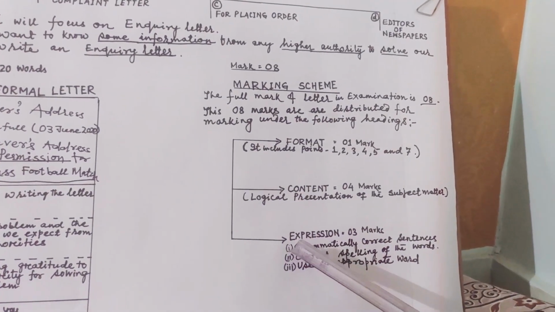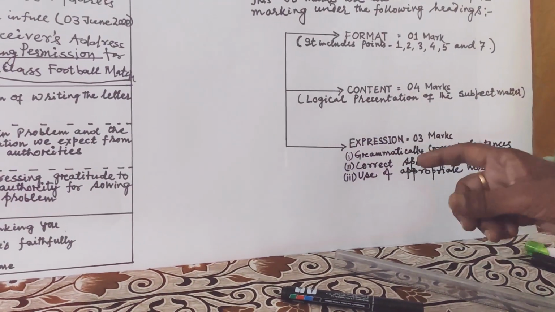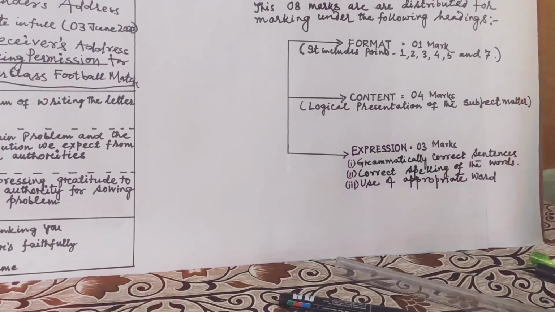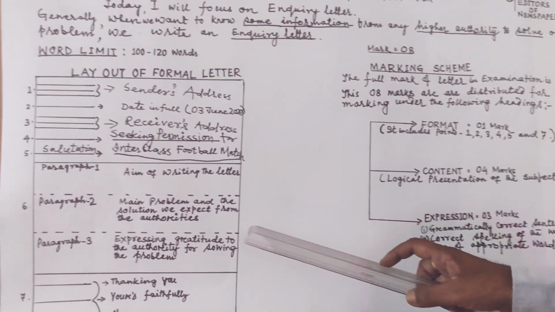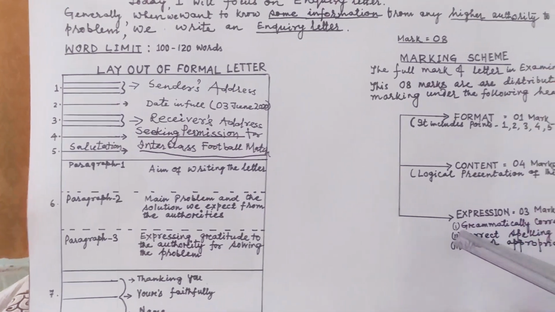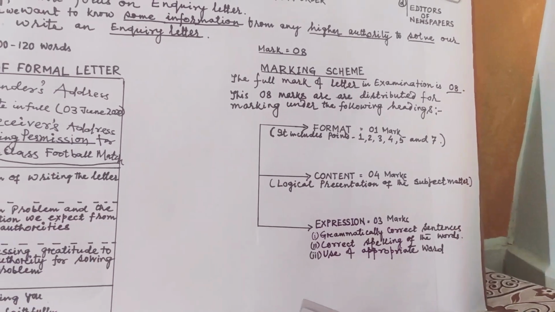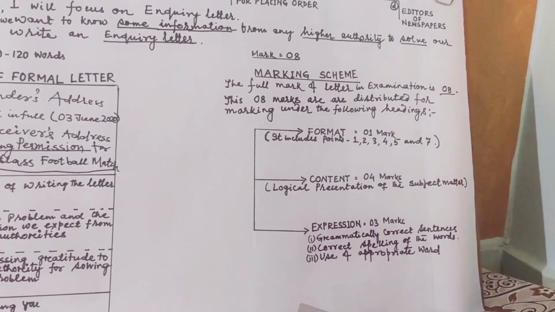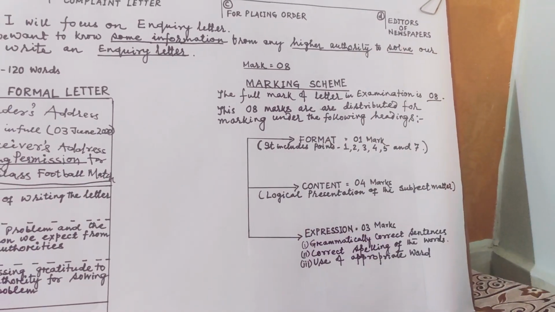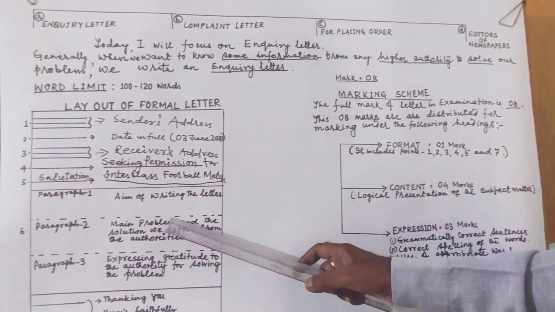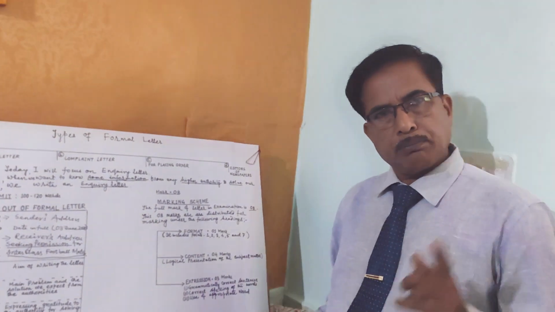Now next, the last criterion is expression. Students, please pay attention. Expression is important because it includes certain things which are very important. The board expects that whatever sentences we write in the letter should be grammatically correct. Number 2, all our spellings must be correct. And last, we must use appropriate words as per the topic in the body of the letter. Now, let us have a practice.